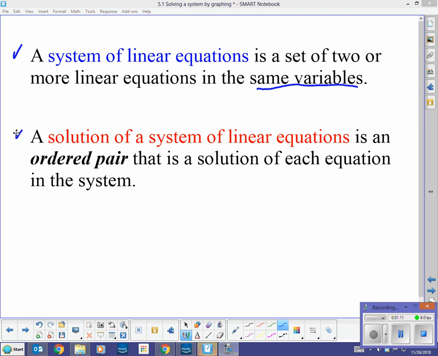Next, we have a solution of a system of linear equations, and that's going to be an ordered pair, 1x, 1y, right? An ordered pair, 1x, 1y, that is a solution of each equation in the system. Okay, go ahead and pause the video and get these into your notes, and then when you're ready, join me on the next screen.